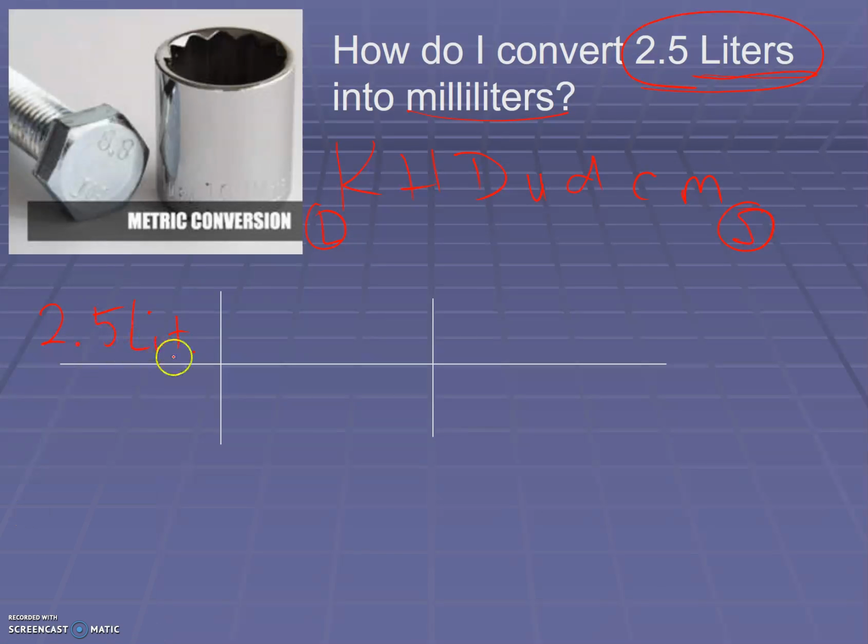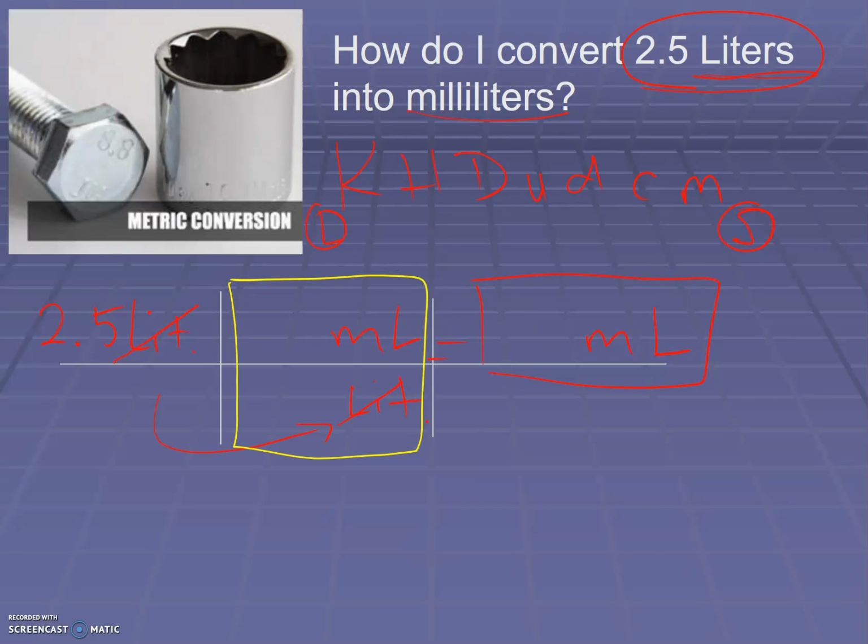So I take my 2.5 liters and I think about what conversion factor allows me to take liters and convert it to milliliters. So I need to have liters here and milliliters here. The way it works in converting is you want the units across from each other to cancel, and you want the new unit that you're looking for to end up being the answer at the end. So you need a conversion factor where the top and the bottom are equal to each other.